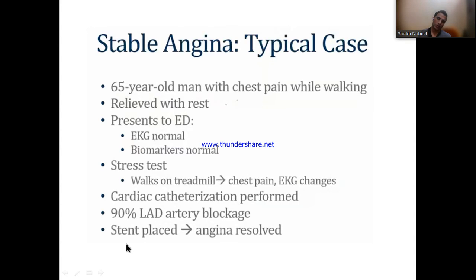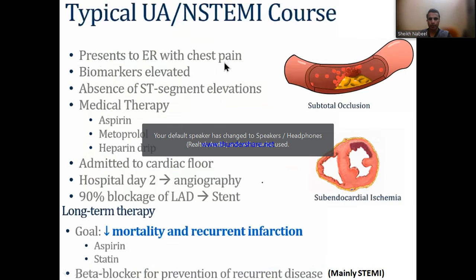Okay, and then you can treat that patient with medications like anti-anginals, and you will put that patient on aspirin and statins forever. You will obviously be giving that patient beta blockers because they will prevent the recurrence, and beta blockers will also prevent the remodeling. Okay, so a stent can be placed in case of stable angina as well, right?